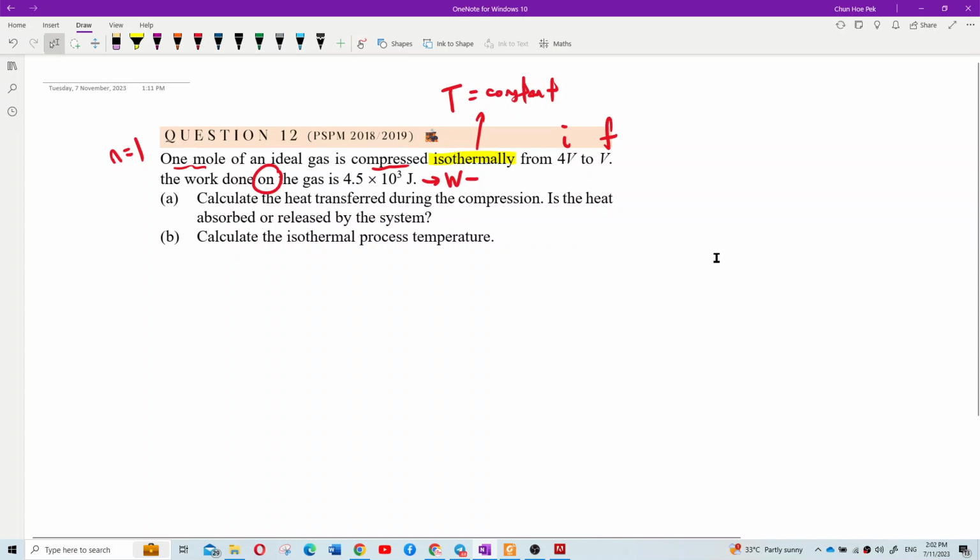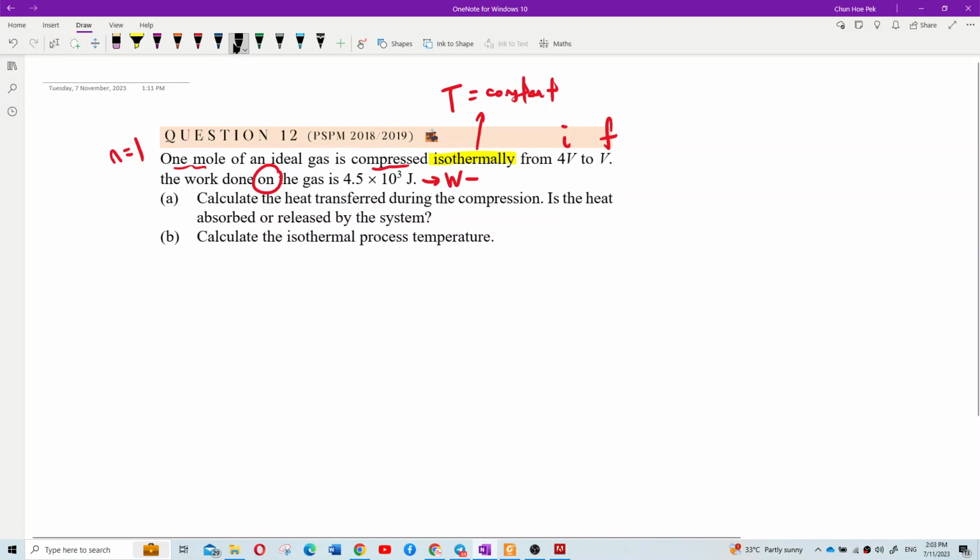Energy enters into the gas, actually. Work done on the gas, so negative work done. You must know. Compression, negative work done. Calculate the heat transfer during the compression. Is the heat absorbed or released by the system? Heat must be released. Because when you compress slowly, you must ensure all the energy that enters comes out again in the form of heat. Must make sure all energy enters and comes out straight away.